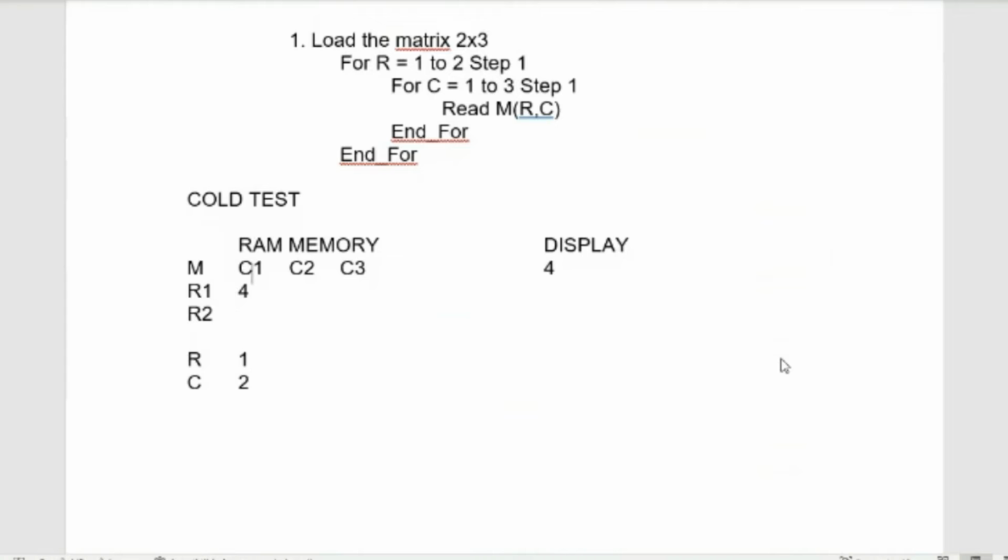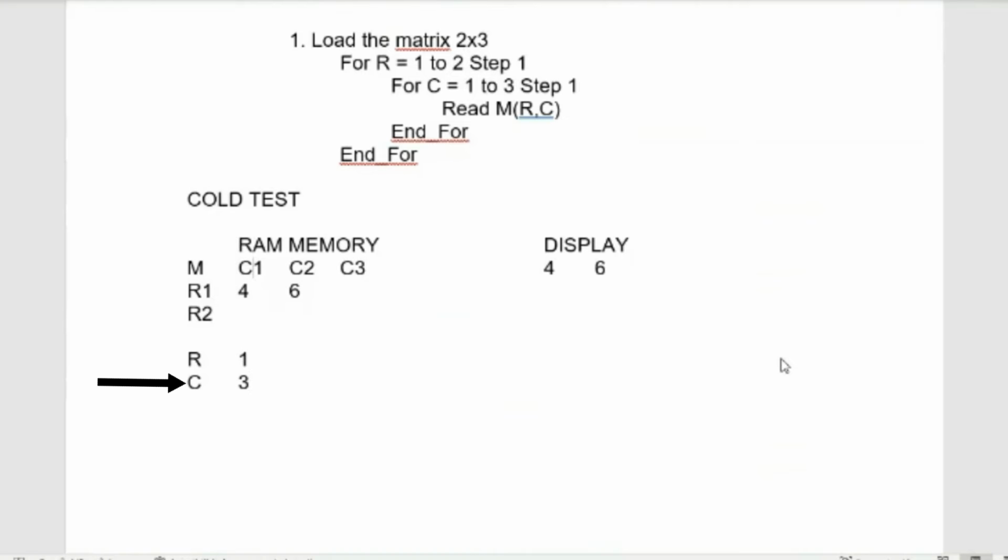Now read a number and store it in the matrix, the row R, column C. That means row 1, column 2. Suppose the computer receives number 6. This number is coming to the row 1, column 2. That is 6. Now increase column in 1.